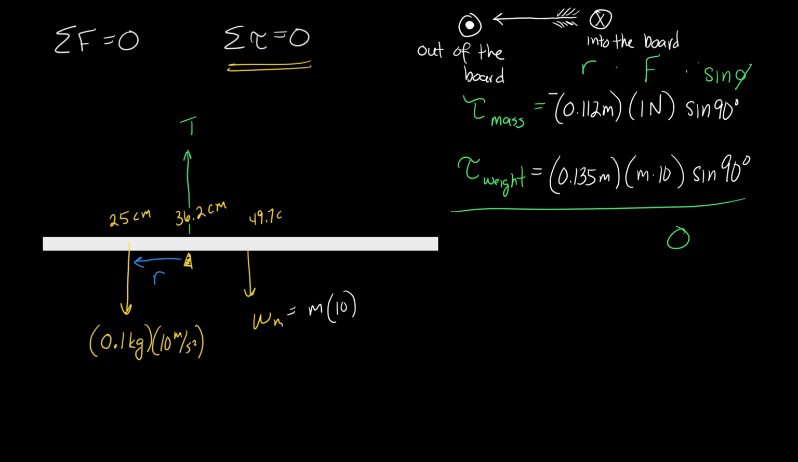But we're going to use a dot for out of the board and a cross for into the board. Our other torque, right-hand rule: the torque arm from the pivot point to the force is in this direction. The force is downwards, so our thumb points into the board. So if out of the board is negative, into the board is positive. That makes our other torque positive.